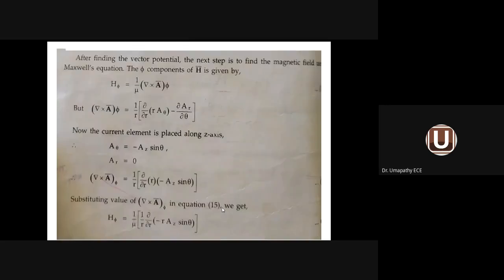A Z value equal to mu Im e power minus j beta r divided by 2 pi beta r, cos function divided by sin function. This is the vector potential in terms of permeability, maximum value of the current, beta, r and theta. And finally, we apply Maxwell equation. Using Maxwell equation, we find del cross A bar pi, using that H pi. So we get an expression for H pi in terms of Im, beta, r and theta.